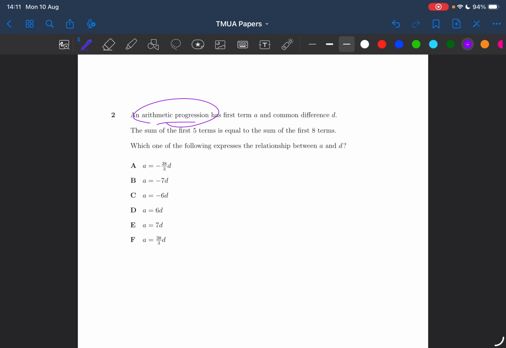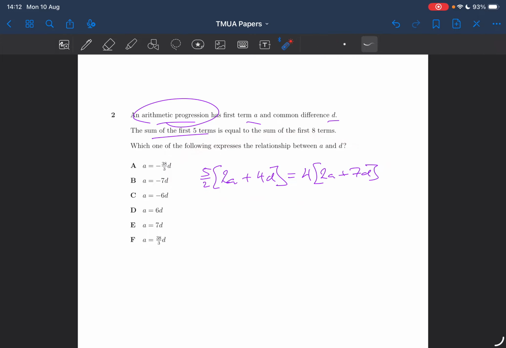Number 2, then. We have an arithmetic progression that has a first term a, common difference d. The sum of the first 5 is equal to the sum of the first 8. Which of the following expressions represent a and d? Okay, sum of the first 5, what do we get from that? It will be n over 2, i.e. 5 over 2, all times 2a, plus n minus 1, i.e. 4, times d. Similar thing on the right then, 8 over 2 is 4, 2a, and the last term, n minus 1 will be 7, so 7 lots of d in there.